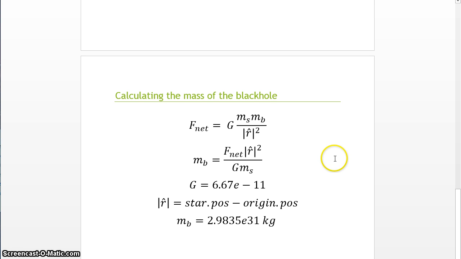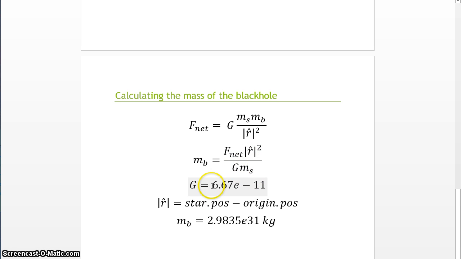Now here we're going to calculate the mass of the black hole. With Fnet given after the code is run, we use this equation, Newton's law of gravitation: Fnet equals G times M_s M_bh over r squared. And we rearrange the variables to get mass of the black hole equals Fnet times magnitude of r squared divided by G times mass of the star.